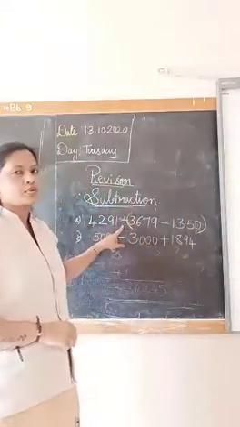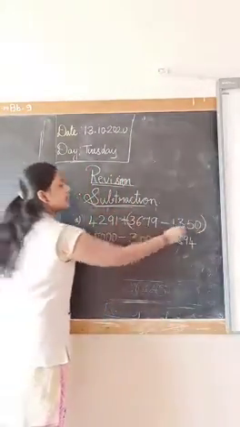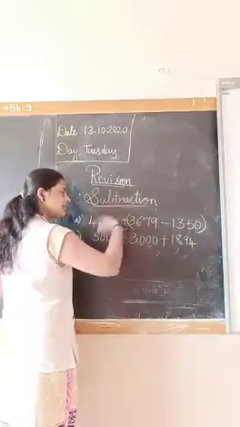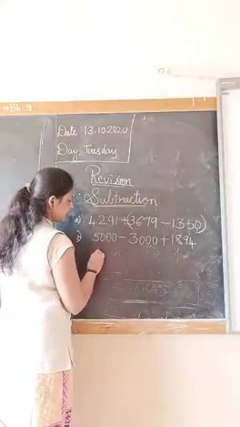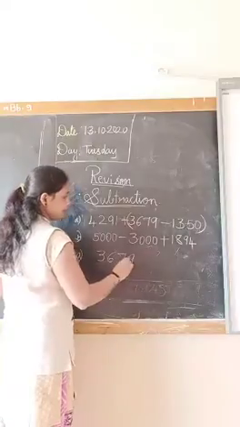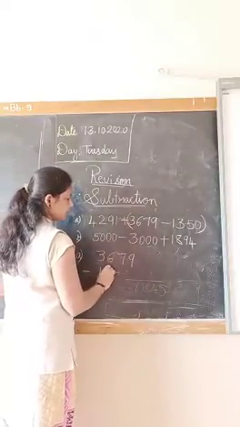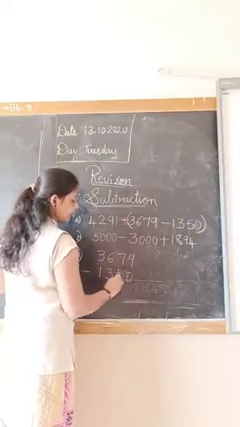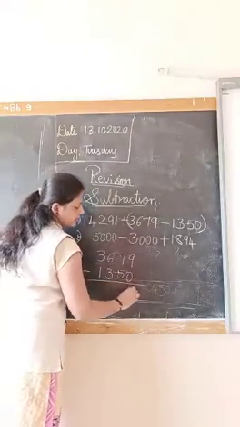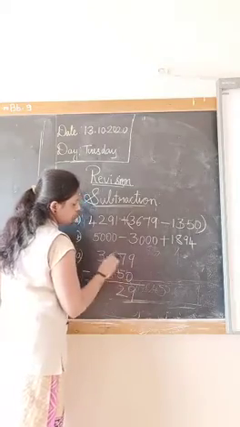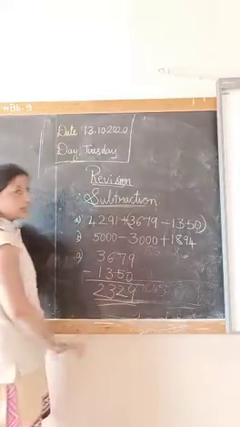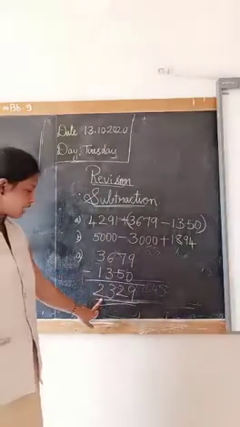Now I'll show you how to solve this first one. There is a bracket, and as I said, the bracket one you have to solve first, and its answer is the third number. So what is in the bracket? 3679 minus 1350. Because it's a minus, you subtract. 9 minus 0 is 9, 7 minus 5 is 2, 6 minus 3 is 3, and 2. Good that there is no borrowing. If not, you have to borrow. Now this is the answer.